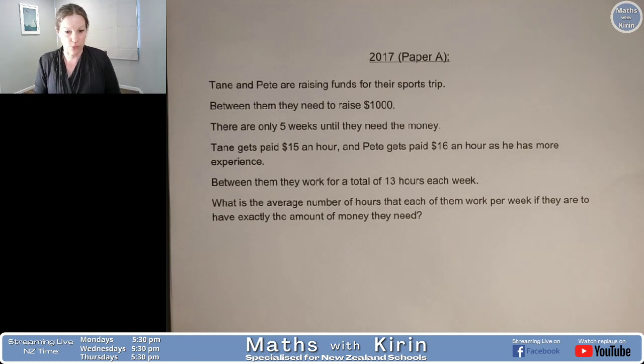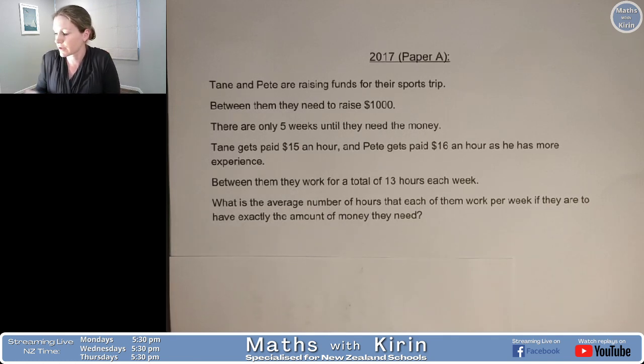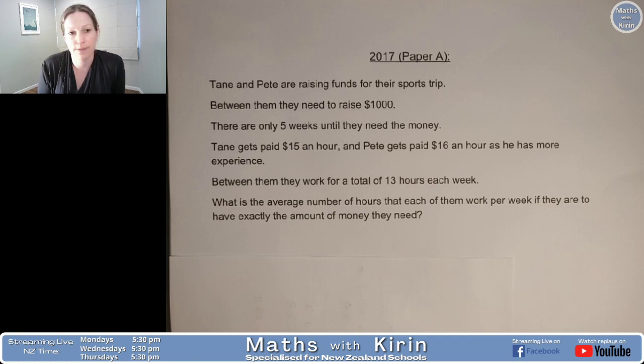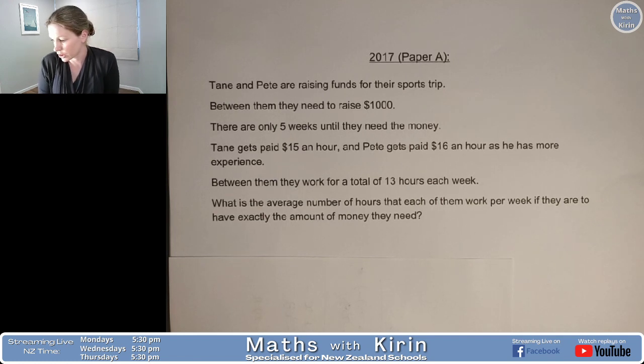So last question for today, also from the 2017 paper. So we've got some more words. We've got Tane and Pete raising funds for their sports trip. Between them, they need to raise $1,000. There are 5 weeks until they need the money. We've got 5 weeks to raise $1,000.